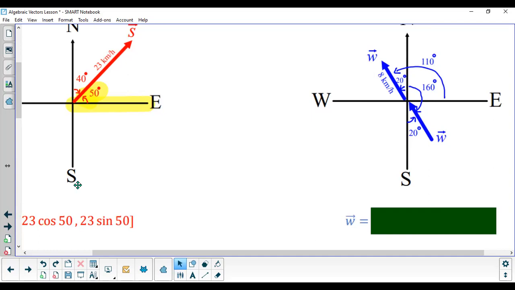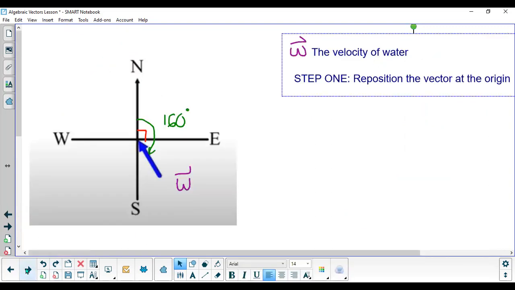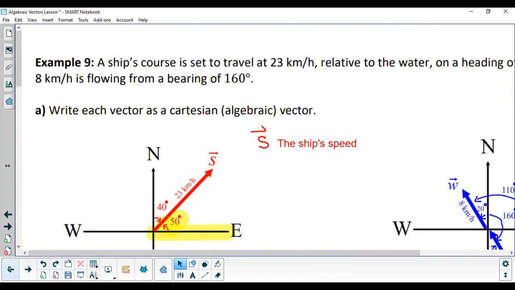This is all of it, but way too complicated to look at the solution like that, so I'm going to break it down. So we're trying to find the velocity of the water. This is the vector that we're given, and we're told from north to the vector, because if we look at the original problem, it says a current of 8 kilometers per hour is flowing from a bearing of 160 degrees.